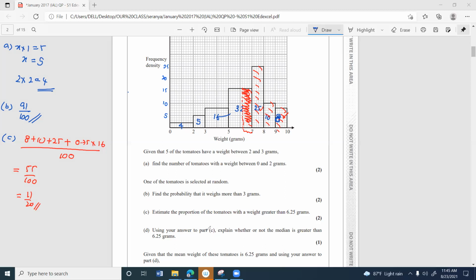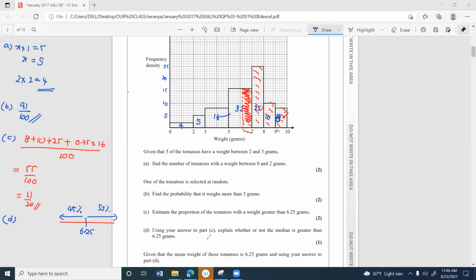Then let's go ahead with this. Using your answer to part C, explain whether or not the median is greater than 6.25 grams. That's quite an important question. Now, if you want to answer this question, part D, the proportion more than 6.25 is how much? Only 55%. That means the proportion less than 6.25 is 45%.